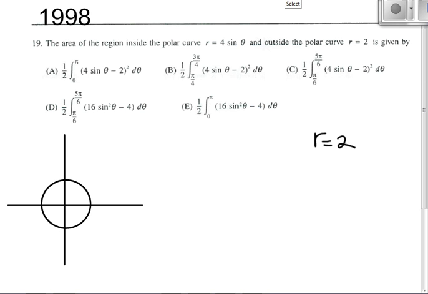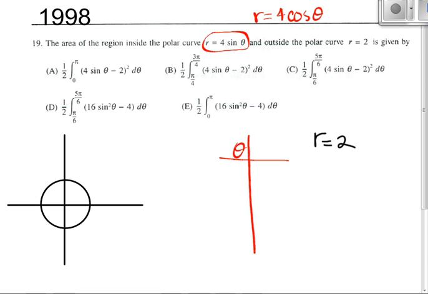Now, remember there were 3 things I asked you to know how to do. One of them was just r equal to a constant. This one, r equals 4 sine theta. The other one is r equals 4 cosine theta. If you don't know what to do, let's plot some points. If theta is 0, what's the sine of 0? It's 0.